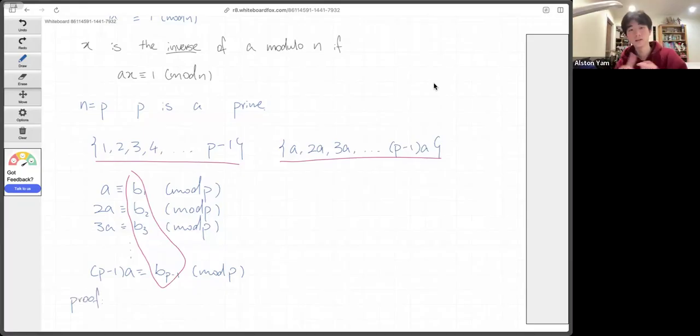We will prove the claim that both sets are a permutation of each other. So we'll go by contradiction. So suppose that we have an i and a j, they are called indexes of the numbers in the second set. So suppose ia is congruent to ja under mod p.